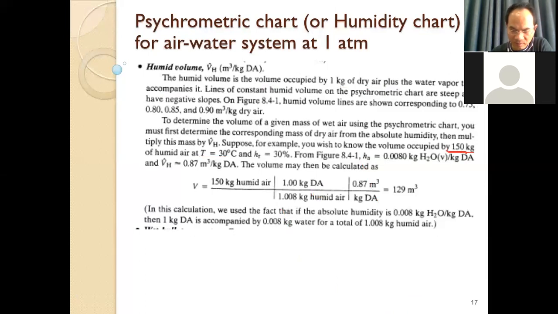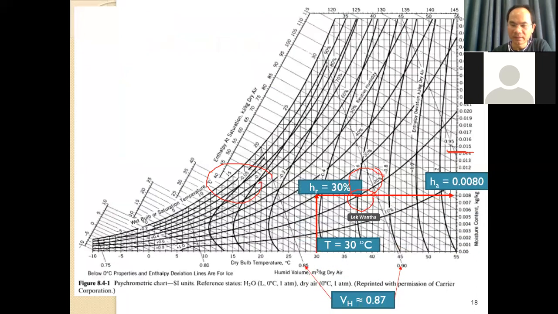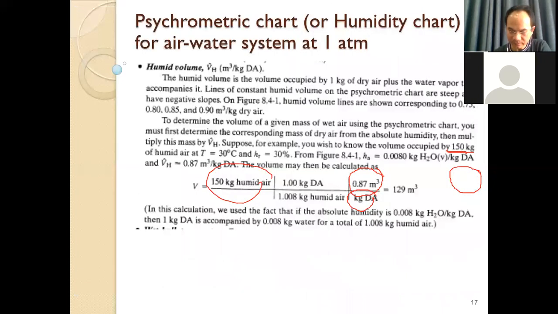This is the mass of humid air. From the data, it's 0.87 cubic meter per kilogram dry air. And from this point, you know 0.008 kilogram per kilogram dry air. What does it mean? It means 0.008 kilogram water per 1 kilogram dry air.